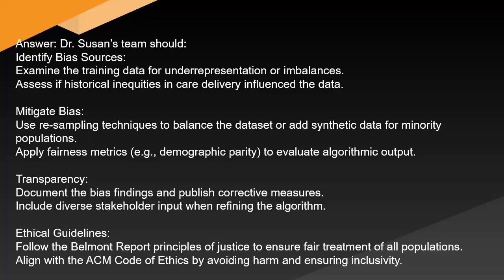demographic parity, to evaluate algorithmic output. Transparency: document the bias findings and publish corrective measures, and include diverse stakeholder input when refining the algorithm. Ethical guidelines: follow the Belmont Report principles of justice to ensure fair treatment of all populations, and align with the ACM Code of Ethics by avoiding harm and ensuring inclusivity.